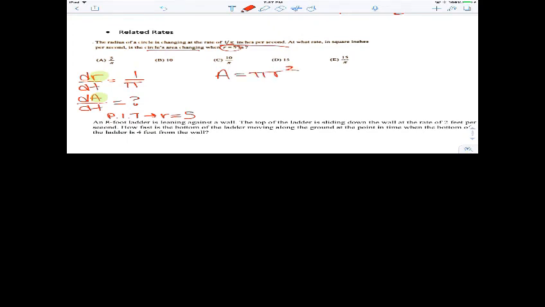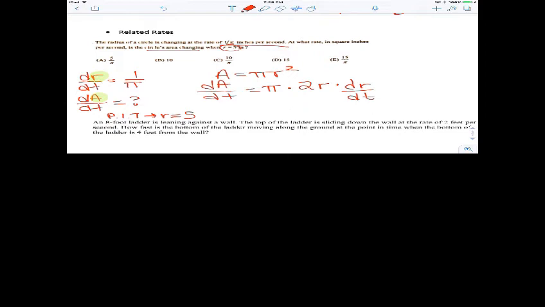So now we're going to take a derivative of this. There's only one variable, so I don't need the quotient or product rule. So dA/dt is going to be, pi is just a constant, derivative of r squared is 2r, and we need to multiply by dr/dt because we're taking the derivative with respect to time.